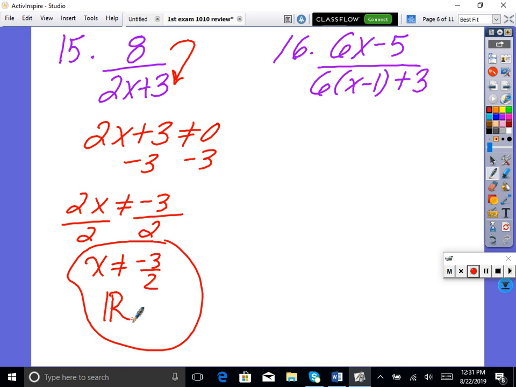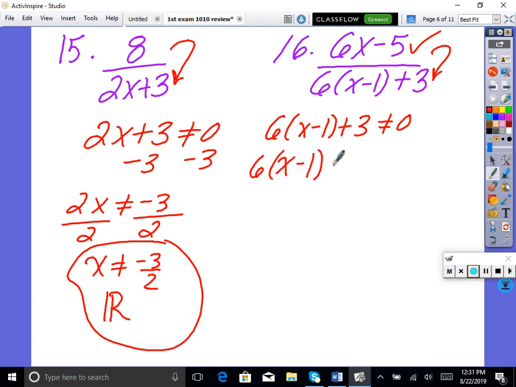This one, same thing. Don't be that person that says the top can't be 0. The top can be 0. It's the bottom. So our true statement is 6x minus 1 plus 3 cannot be 0. Subtract 3. So we have 6x minus 1 equals negative 3. Divide by 6. Or I could distribute 6, whatever you feel comfortable with. So now we have x minus 1 equals negative 1/2. Then we're going to add 1.